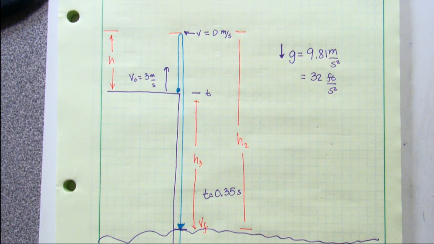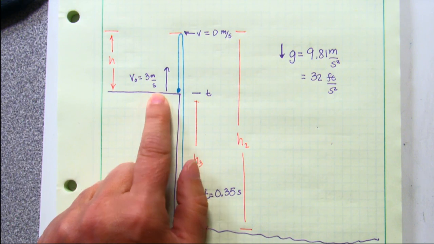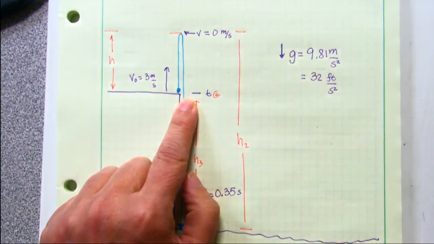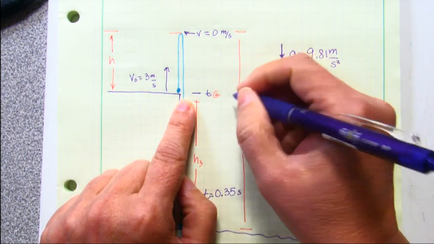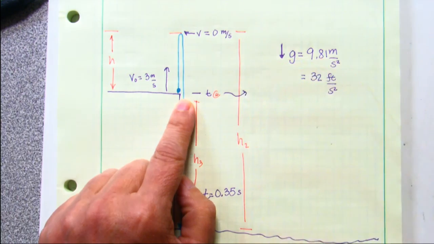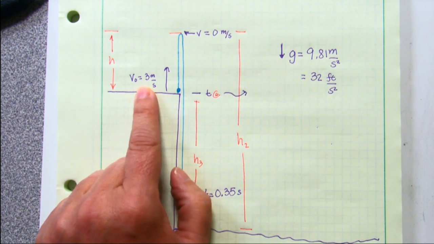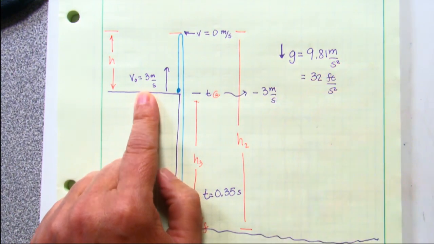Now here's the really cool part. Once I was told what my initial velocity is up here, I know what the velocity is at this point. The velocity at this point is going to be what? The same as the initial, except it's going to be negative at that point because it's going in the opposite direction.